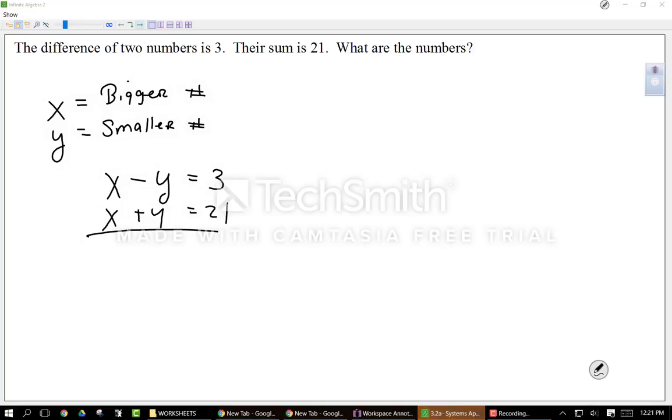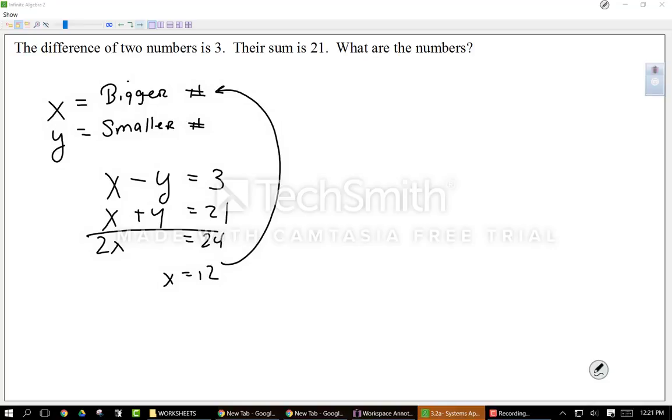Now let's figure out what we get. So I can add these because my y's will cancel. So that's 2x equals 24, x equals 12. So that means 12 is my bigger number. Now you might be asking, well, what are my units? There isn't any units on this particular instance because we're just finding numbers. We're not necessarily finding how the speed of something or the cost of something or how many people are here.